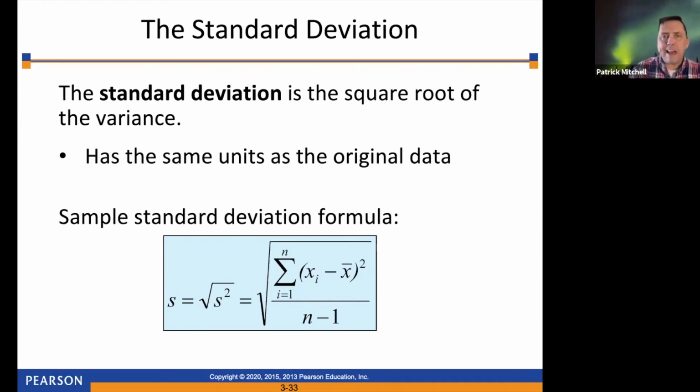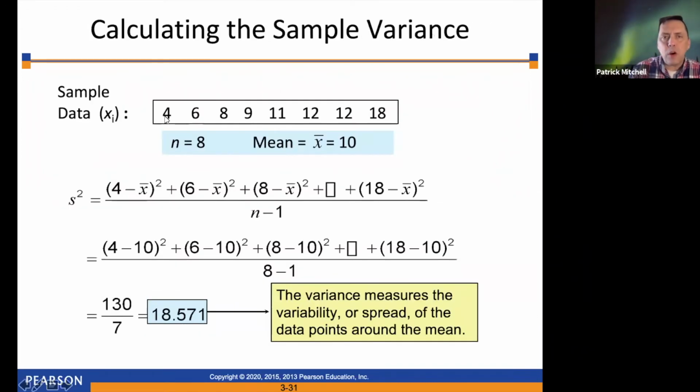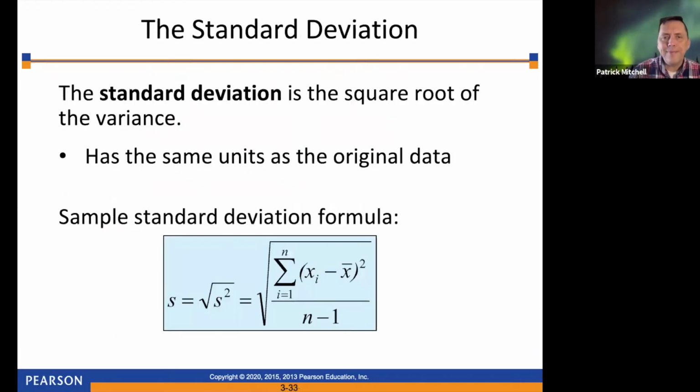So pretend for a second that these were prices of something. Then the standard deviation would be in dollars. This number here would be in dollars squared. And I don't really know what that means. So the standard deviation is reported a lot more than the variance is.